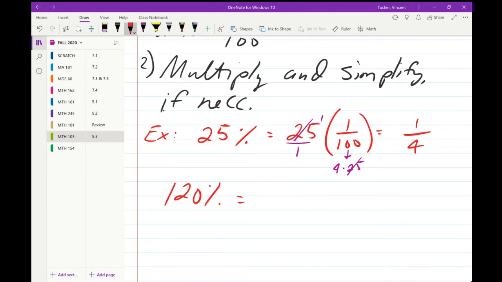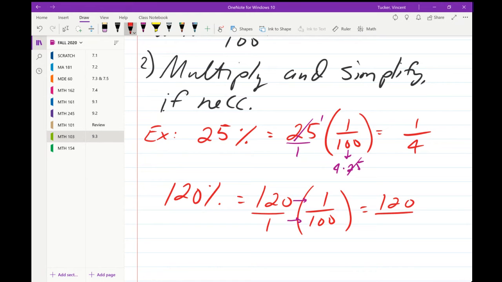So 120%. Replace that percent with 1 over 100. Like I said before, you can either multiply or cancel first if you can. So last time we canceled first, just showing you the other way. If you multiply, you multiply across, and we get 120 over 100.